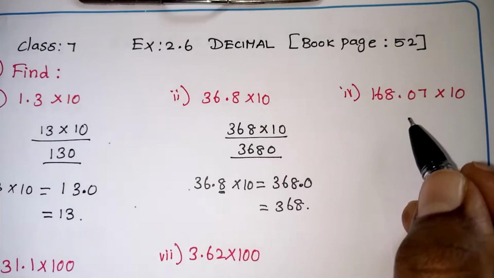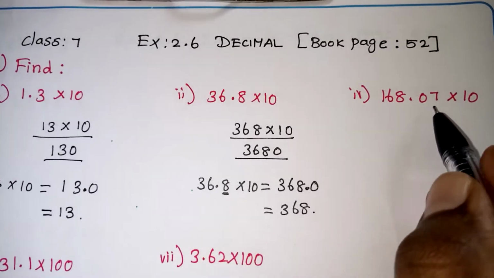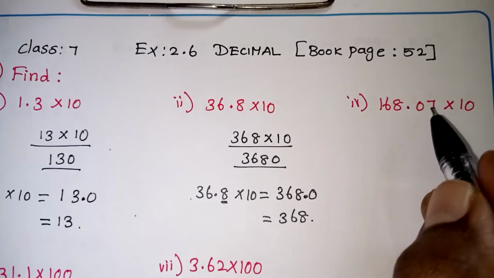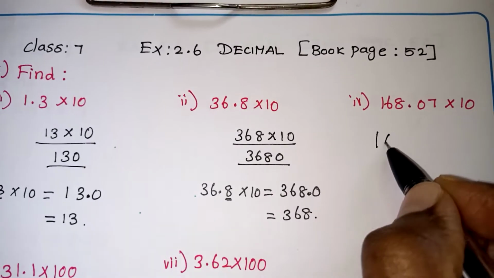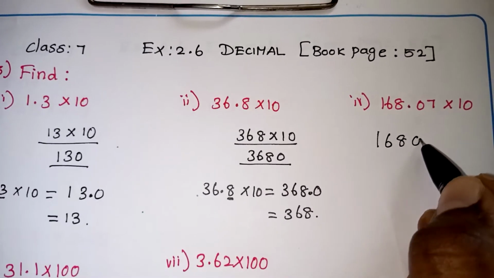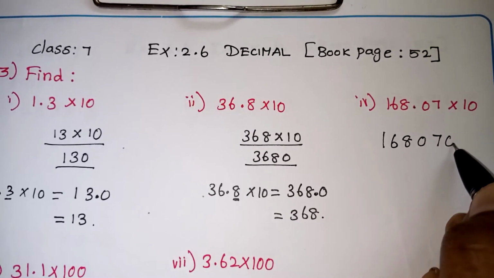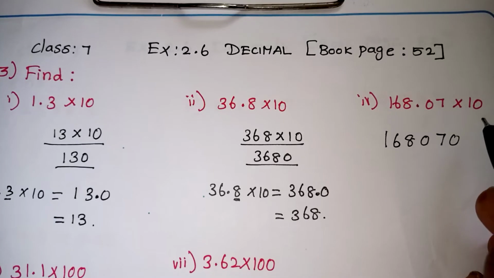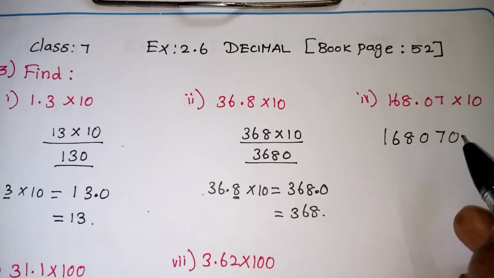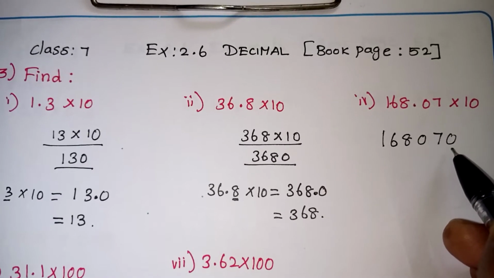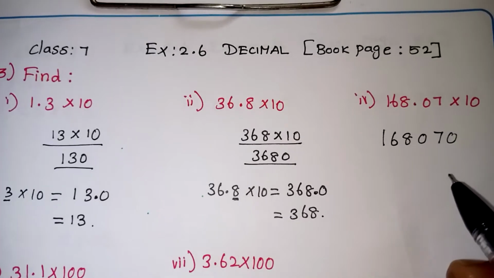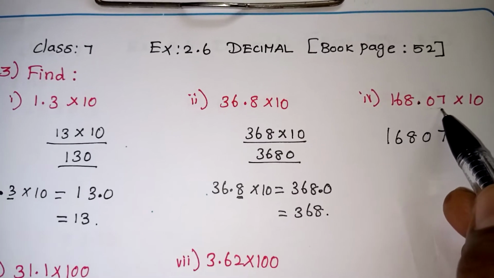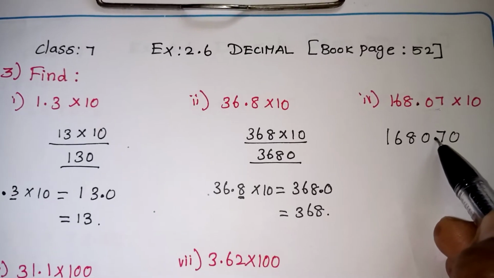Coming back to the next question. Without the decimal, first we are multiplying, our answer will be 168,070. Without the point we are multiplying with 10. Multiplying with 10 means only one 0 will be added to the given number. So that is our answer. Now we should keep the dot. After the point, how many numbers are there? 2 numbers are there. So here we have to keep the dot.